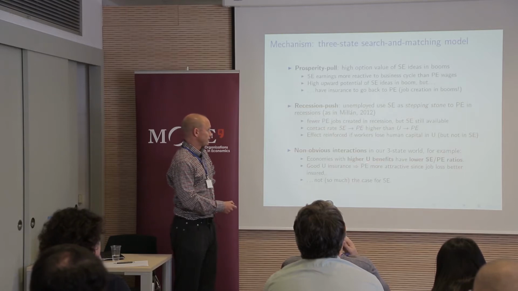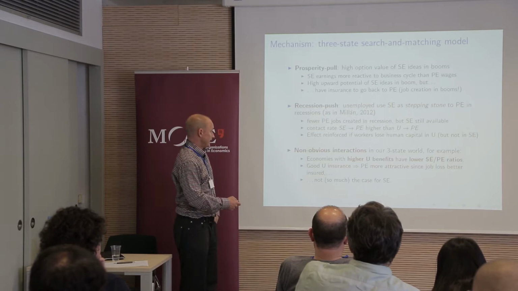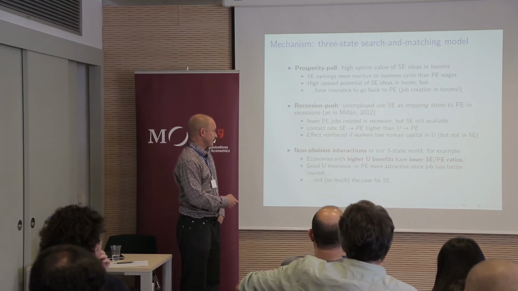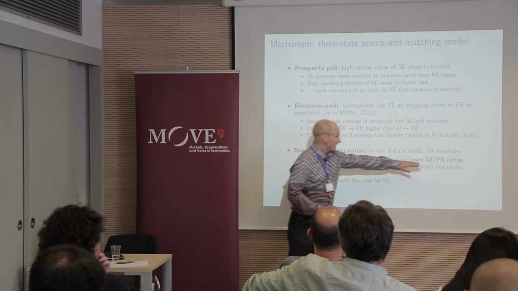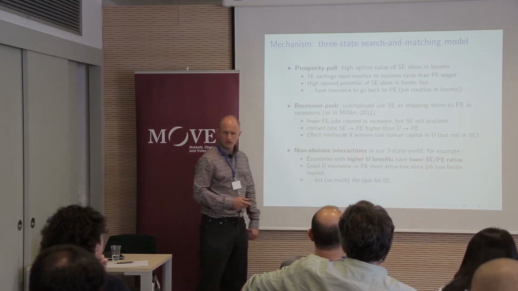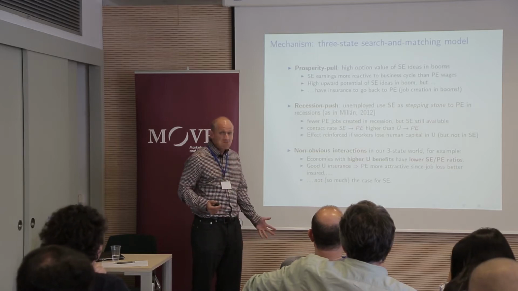Also, I want to convince you that there are non-obvious interactions in our 3-state world. For example, if you look at the unemployment benefit, which is not a self-employment policy, and I take an economy and give them a higher unemployment benefit, that will lead to a lower self-employment to paid employment ratio. You will have fewer self-employed. Why is that happening?